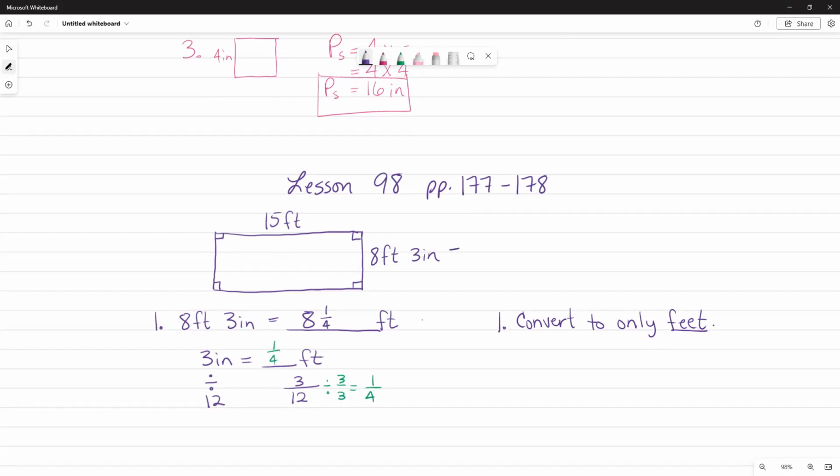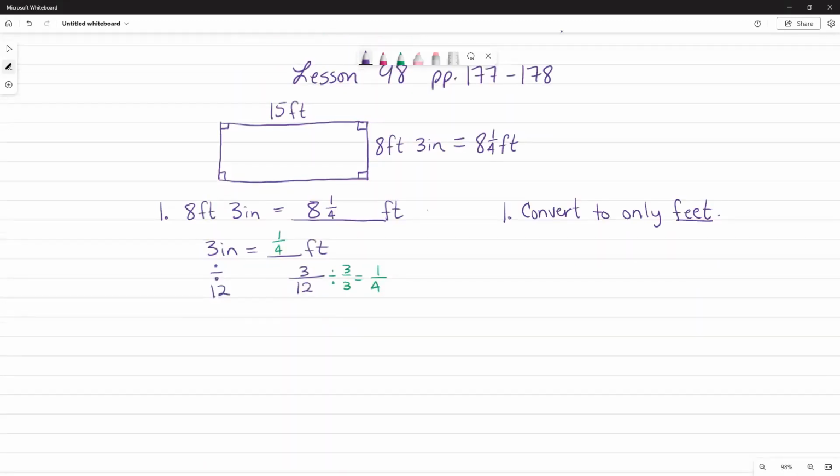So now I have that as my length, I think is what I've been calling it. So this is 8 1/4 feet. You see how that distance, 8 feet 3 inches, is now only in feet. So now we can calculate the perimeter using the 15 and the 8 1/4 to solve it. All right, so the second part is now we just write the formula for the perimeter of a rectangle.